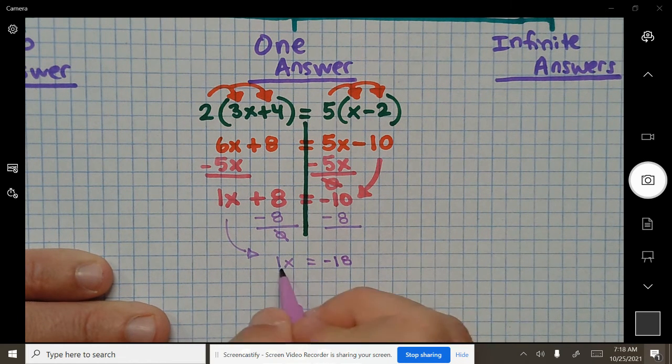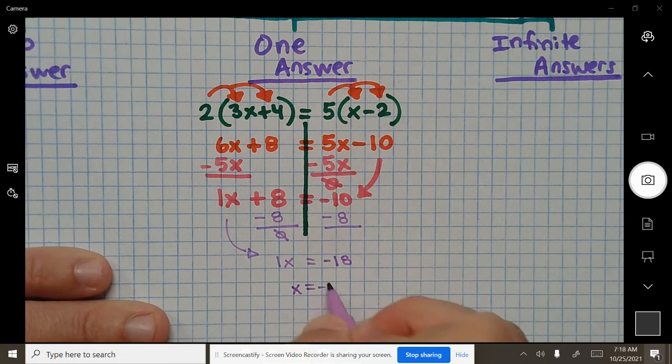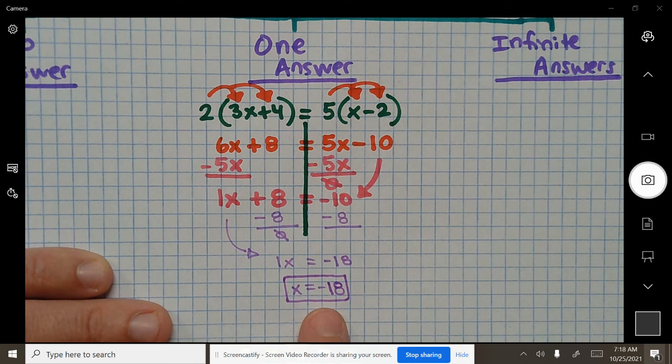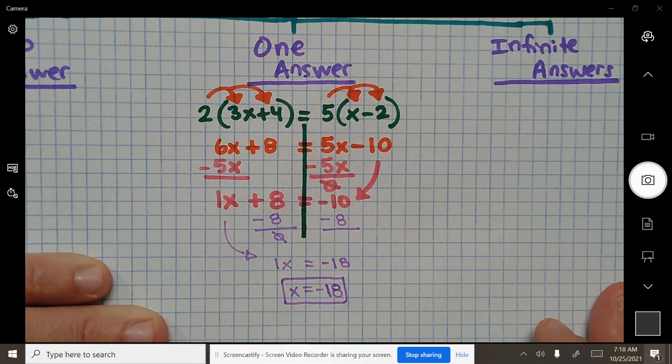But isn't this the same as this as well? Do we really have to write this invisible 1? I always joke saying they should always keep it 1x. I think that's important for you to see that. But in the math book on the test, they're going to look like this, okay? X equals negative 18. So this is what we're talking about.